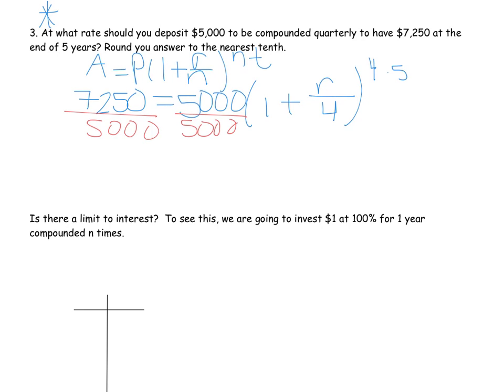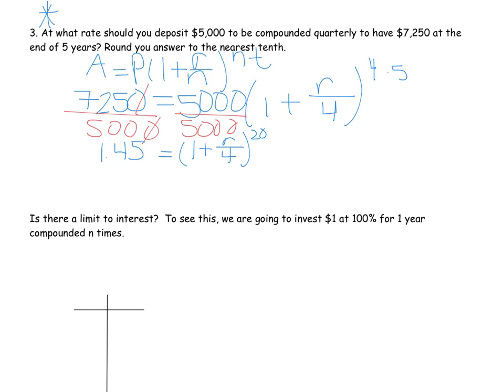So at this point, if it is an exact decimal, you put the decimal, or if it comes out repeating, change it to a fraction. But I know that 725 over 500 reduces to 1.45. Now, to get inside that parentheses, we need to get rid of that 20th power. And the inverse operation of the 20th power is to take the 20th root.